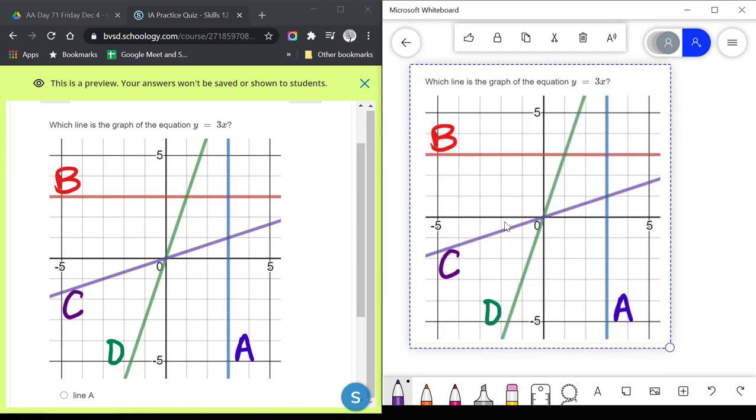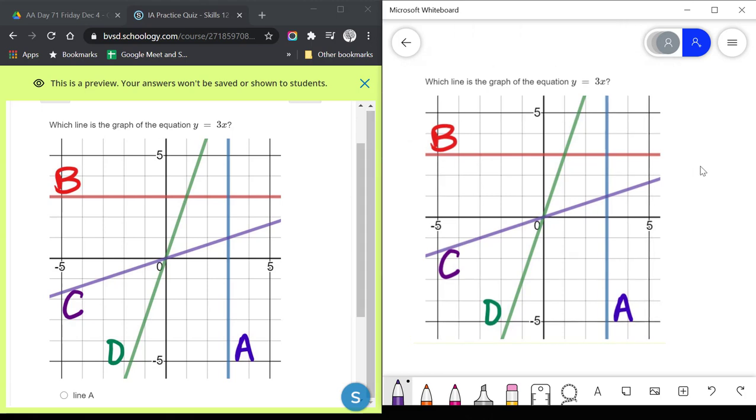Okay, so the first thing here is asking you which is the graph of y equals 3x. There are a couple ways to figure this out. One is that you could, if you really weren't sure, just make a table of values. If we plug in 0 for x, we get 3 times 0 is 0 for y. And if we plug in 1 for x, 3 times 1 is 3 for y. So we're looking for a line that has 0, 0, and 1, 3. So that has to be D.